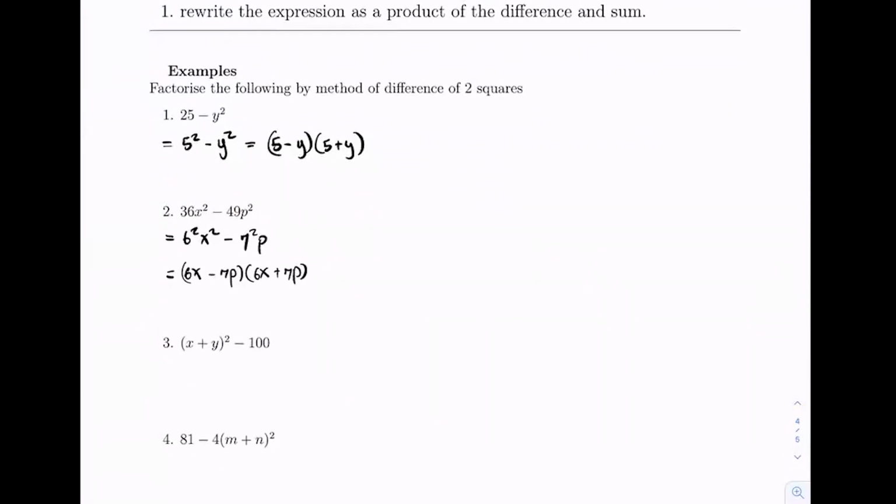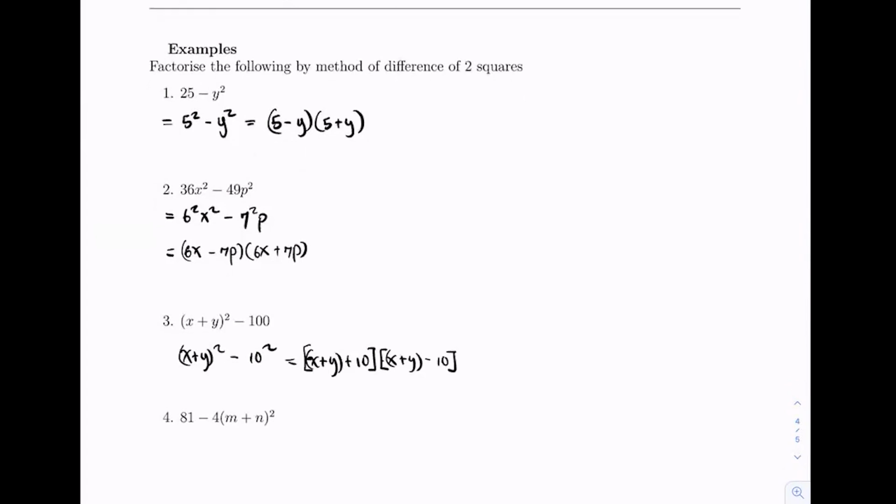Moving right along to example number 3, we see here we have x plus y squared minus 100. I'm going to rewrite this as x plus y squared minus 10 squared. And once I can recognize the two squared terms, then I rewrite this as x plus y, right, plus 10 in one bracket times x plus y minus 10 in the other bracket. Okay, and to put it simply, that is the answer.